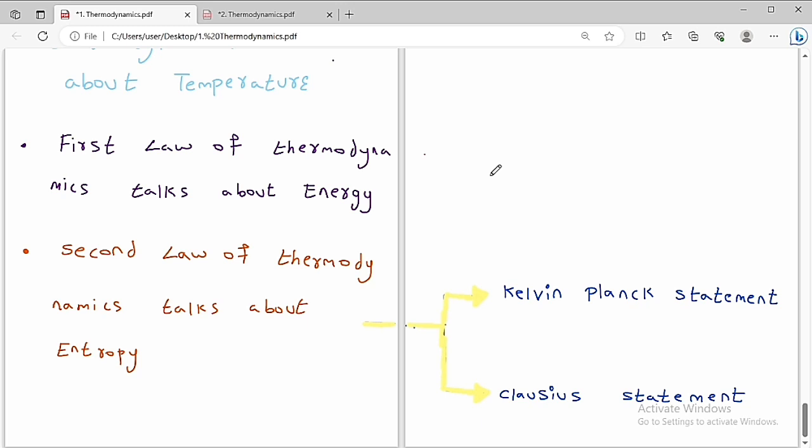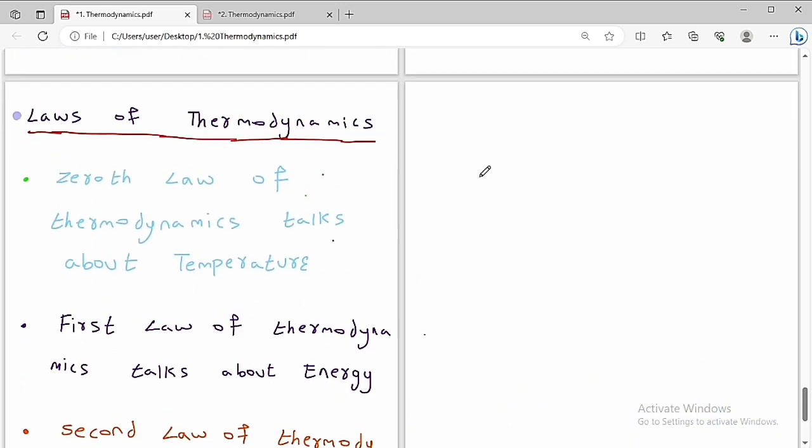So finally, let me repeat. In the case of thermodynamics, we have three important laws: the zeroth law of thermodynamics, the first law of thermodynamics, and the second law of thermodynamics.